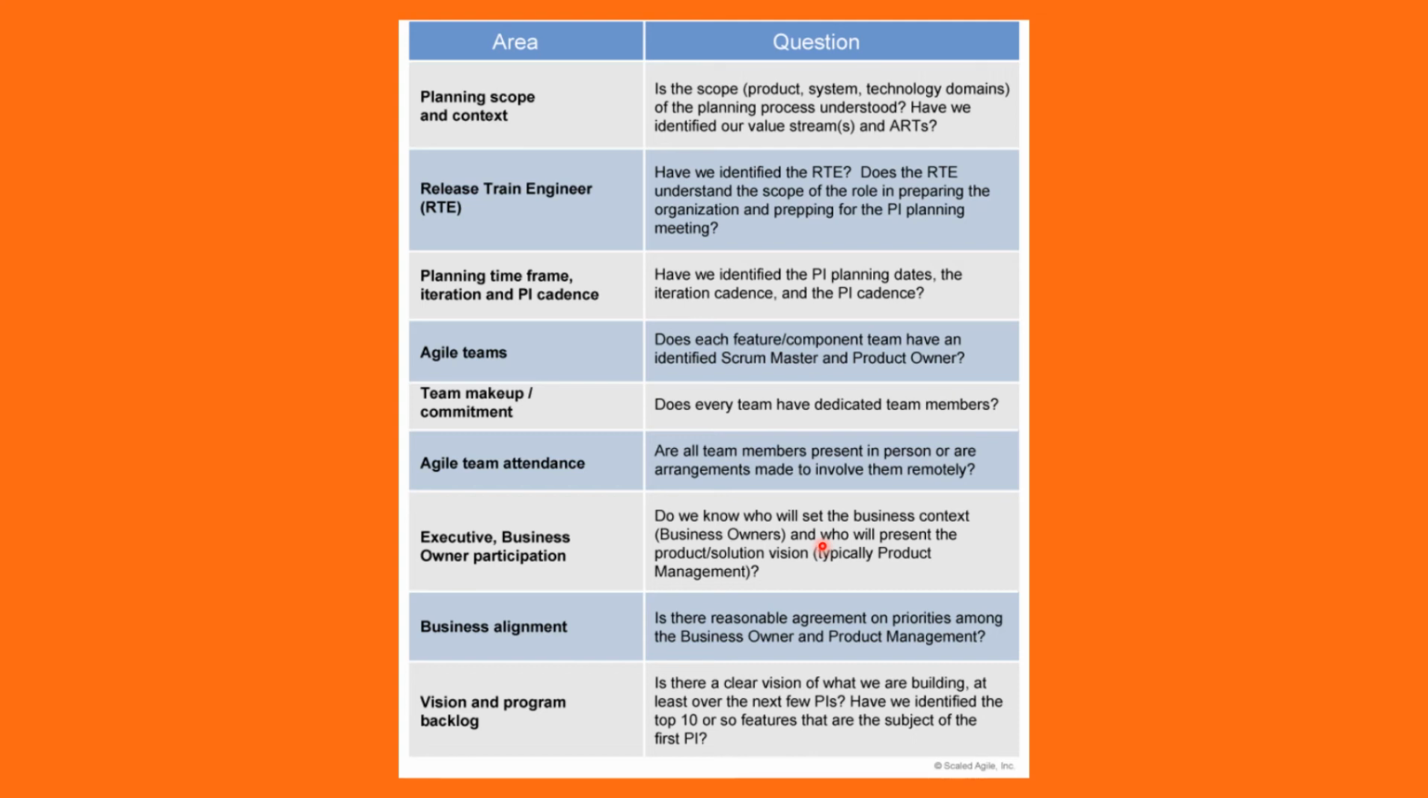Are all team members present in person? Do we know who will set the business context? Do we have executive support and business owner participation? Do we have the business alignment? Right? Did we build a product vision and program backlog? So these are the readiness checks actually.